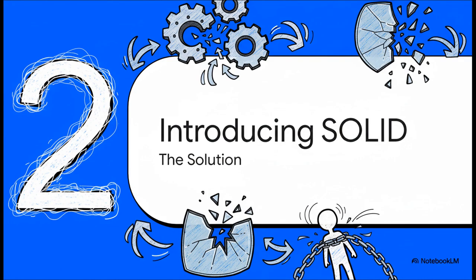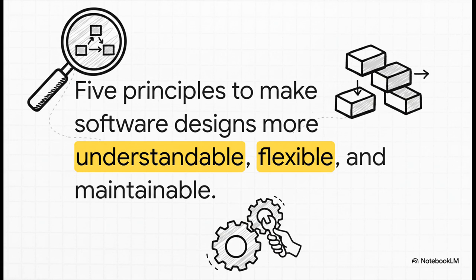This is exactly where SOLID comes to the rescue. Look, it's not a silver bullet, but it is an incredibly powerful set of guidelines for fighting back against all that rigidity, fragility, and immobility. SOLID is really just an acronym for 5 design principles, and when you use them together, they help us create software that's just better. It's easier for the next person to understand, it's way more flexible when, not if, the requirements change, and it's so much easier to maintain down the road. So, let's break them down one by one.